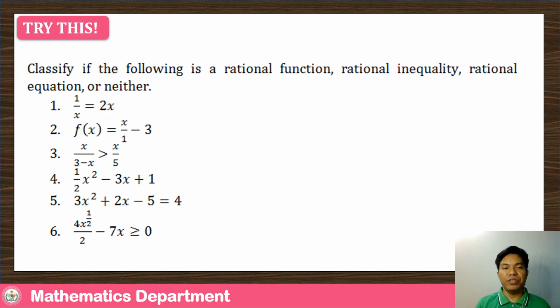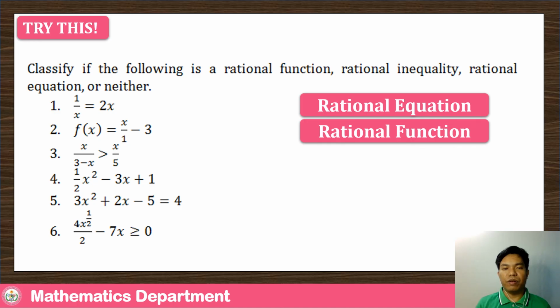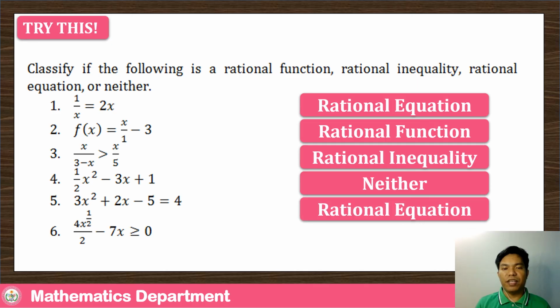And here are the answers for these questions. Number 1, it's a rational equation. Number 2, rational function. Number 3, rational inequality. Number 4, neither. Number 5, rational equation. And number 6, neither.